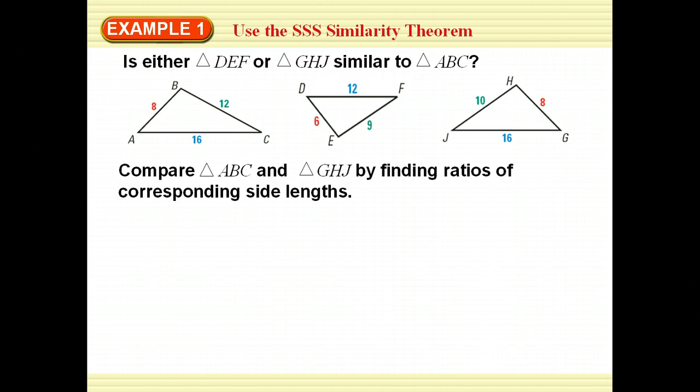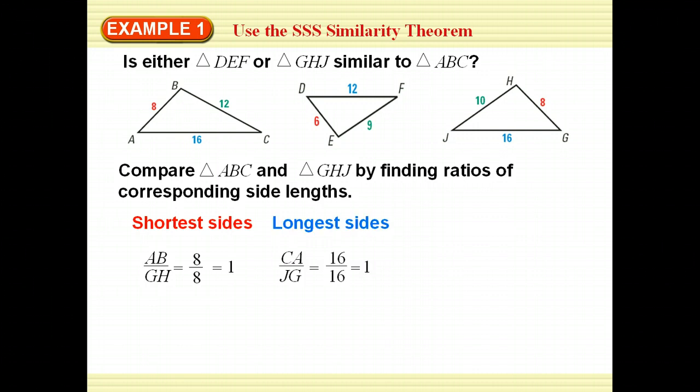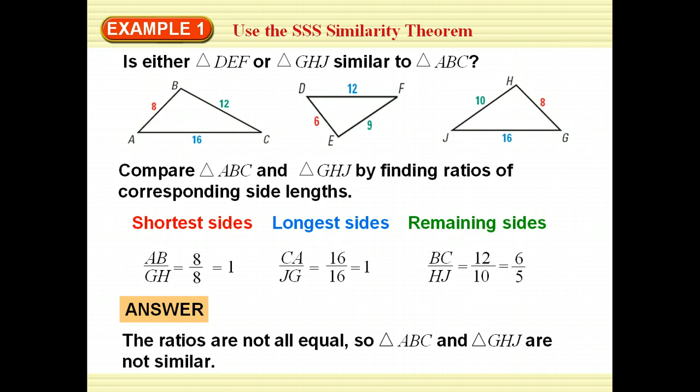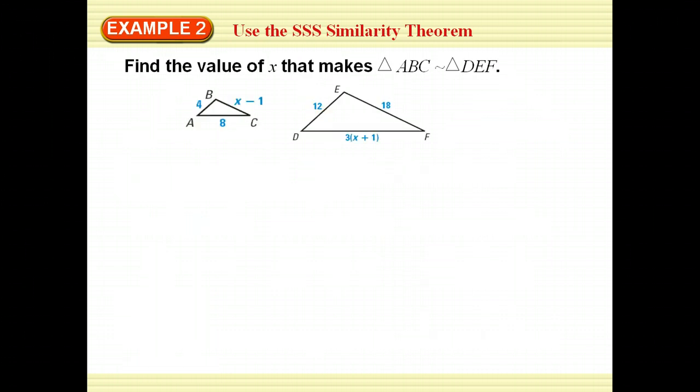Now let's compare ABC and GHJ. Once again, the shorter side, 8/8 is 1. The longest side, 16/16 is 1. But we can see the remaining side gives us 12/10, which is 6/5, which is not equal to 1. So those are not similar. So you need to always check, make sure you're pairing shortest side with the shortest side, middle with middle, and long with long.